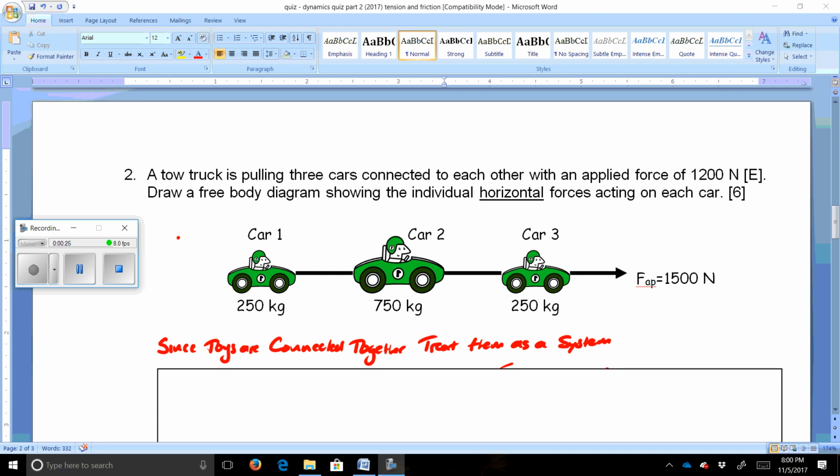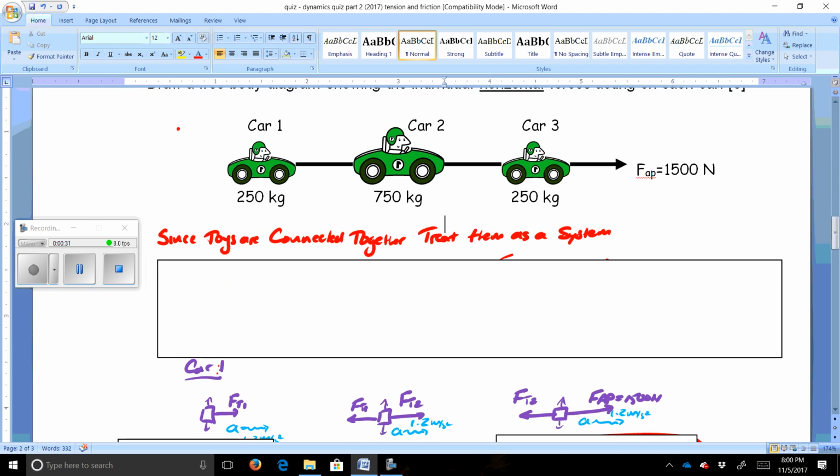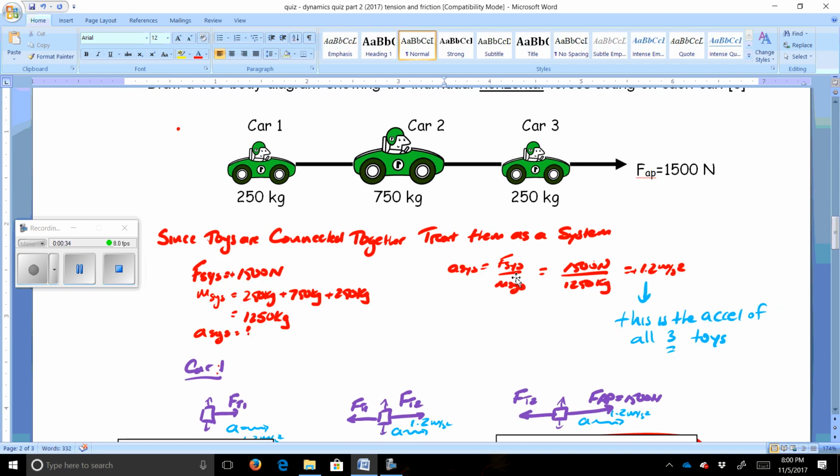So we're going to treat these cars as a system. So we're going to have a system mass and a system force. For the mass, we're going to add up the individual masses here to get an overall mass. We're going to call that M system, so 1250. And the force that's pulling all 3 of these objects is going to be 1500 newtons. So we're going to call that the system force, 1500 newtons.